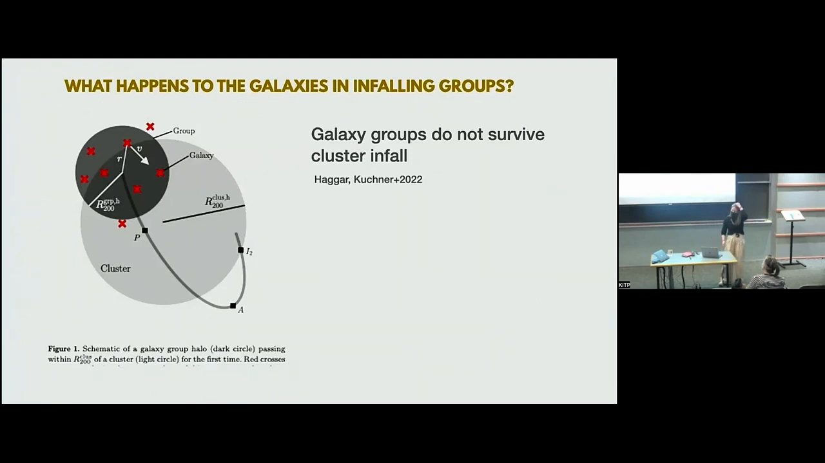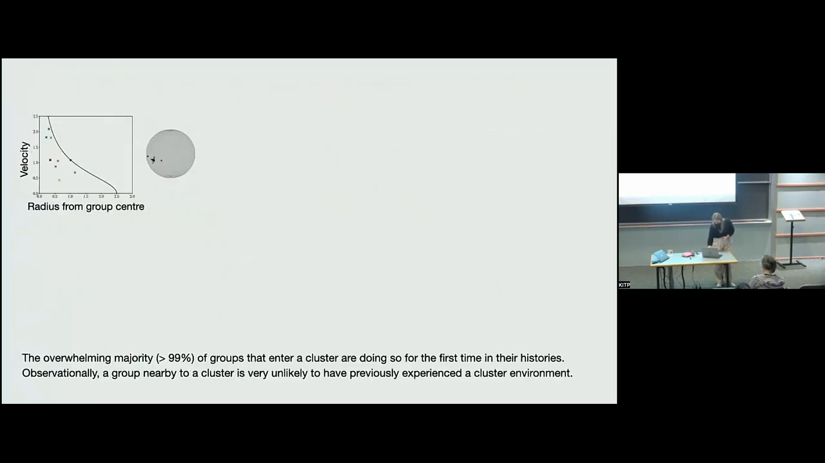Now, what happens to the galaxies in infalling groups? So a group that is falling into the cluster, will it survive? Will it come out of the other side? We looked at this, and it turns out that the galaxy groups do not survive the infall into the cluster. So only a very small fraction of groups are actually going through and coming out as a whole group. So if you see a group outside a cluster, it's very likely that it's on its first infall.